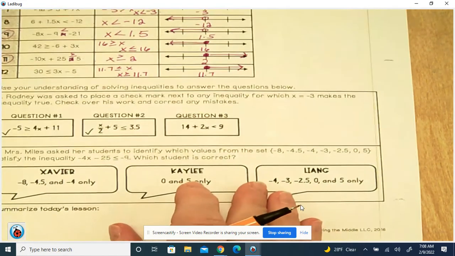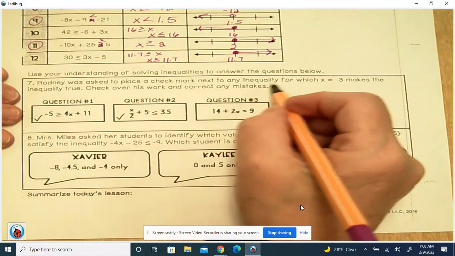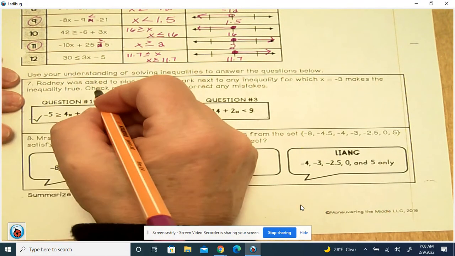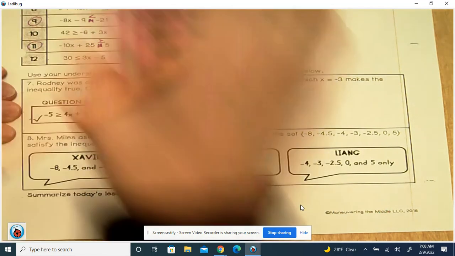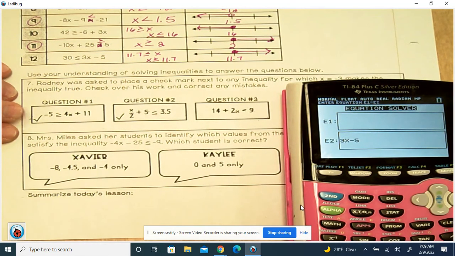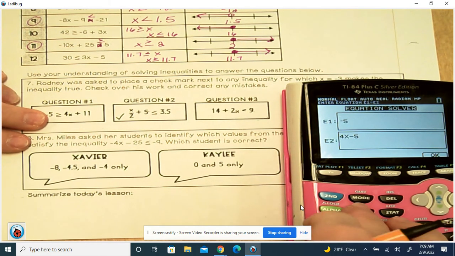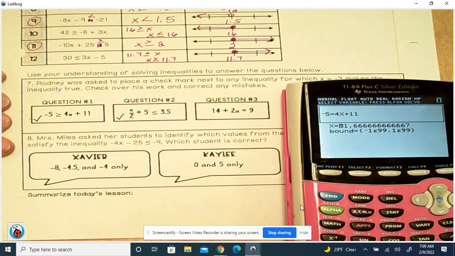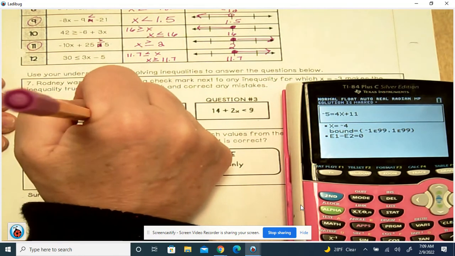Okay, and then down at the bottom it said, number 7 says, Rodney was asked to place a check mark next to any inequality for which x equals negative 3 makes the inequality true. Check over his work and correct any mistakes. Okay, let's take this right here. We'll enter it in. We've got negative 5. And then we've got 4x plus 11. Alpha, enter, enter. And that came out to be negative 4. So it's not that one.